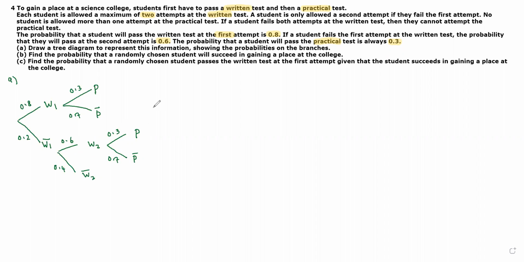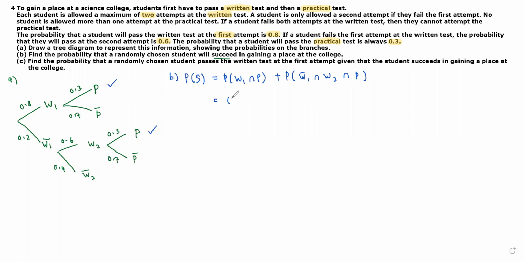Part B, find the probability that a randomly chosen student will succeed in gaining a place at the college. To gain a place at the college, they have to pass the practical test finally. So these are the 2 branches that we need to look at to solve for part B. S is the event of succeeding in gaining a place at the college. And this is the probability of passing the first written test and the practical test, or failing the first written test, passing the second written test, and passing the practical.